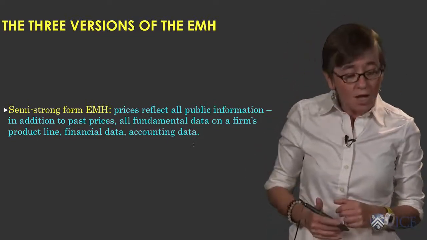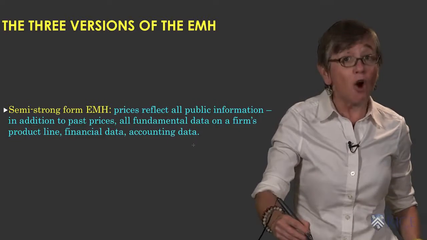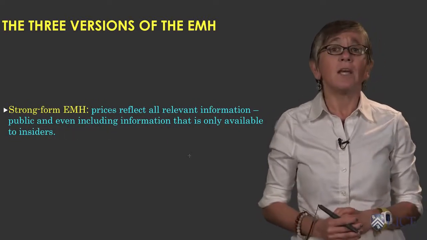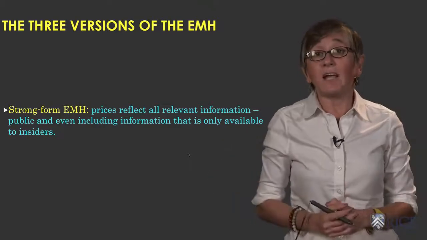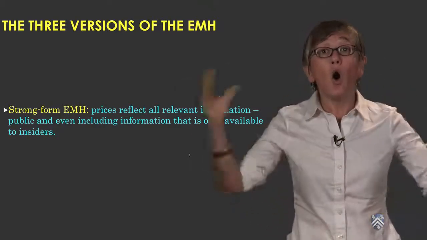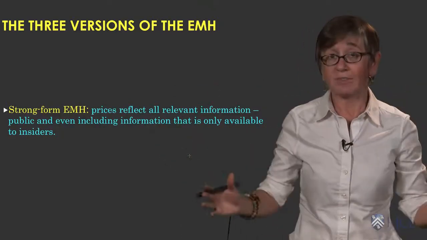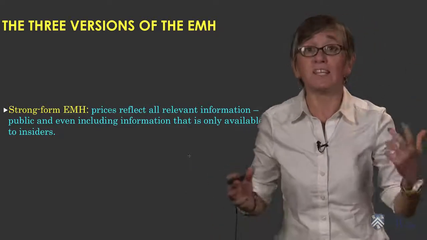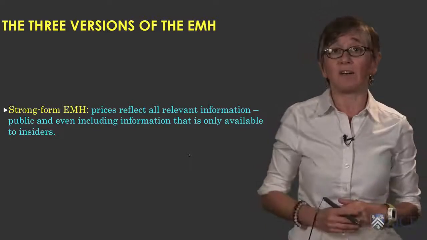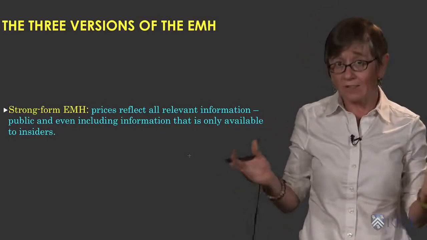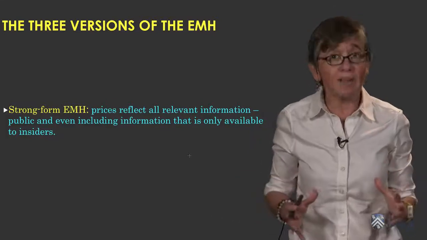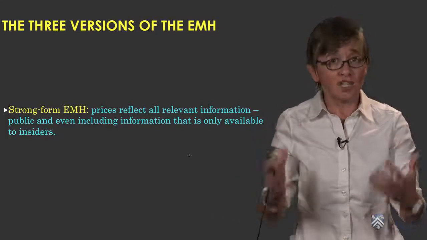Okay? All right, so finally, the strong form of the efficient market hypothesis, right? That one states that prices reflect all information that is relevant, public and including all information that is available only to company insiders. Now, clearly, you can see that this is a very tall order, right? And this version of the hypothesis is very extreme.